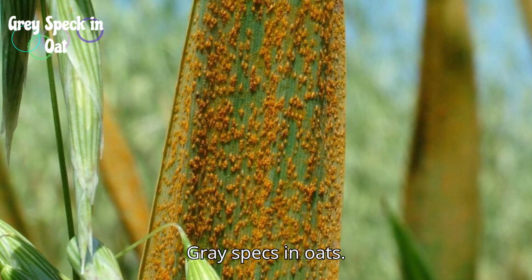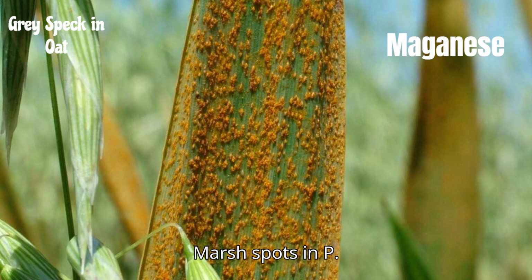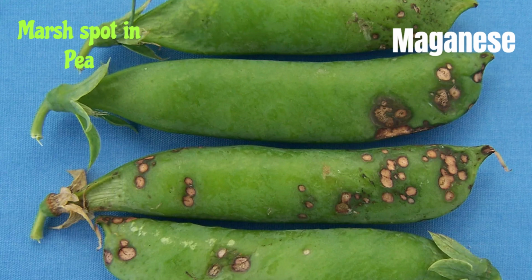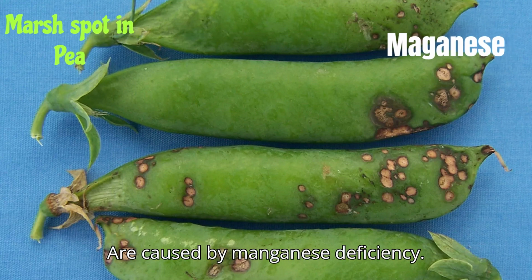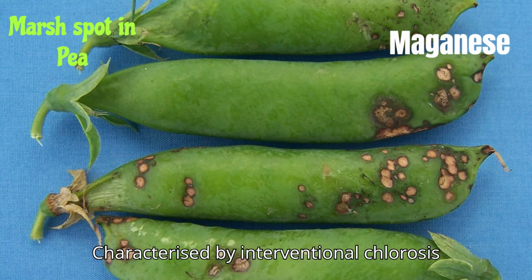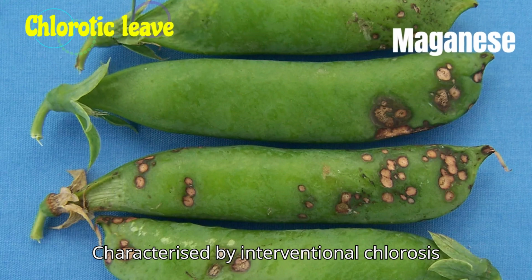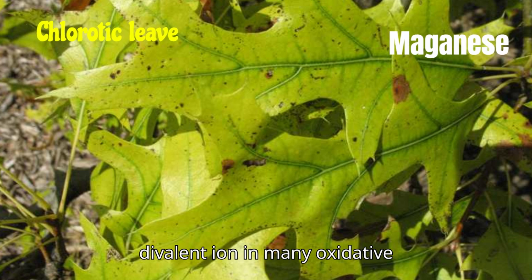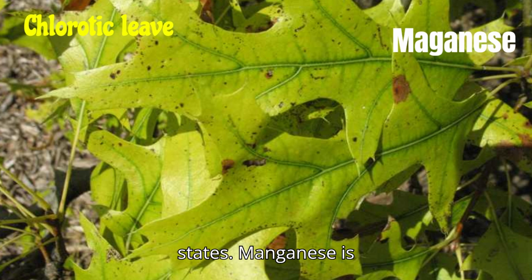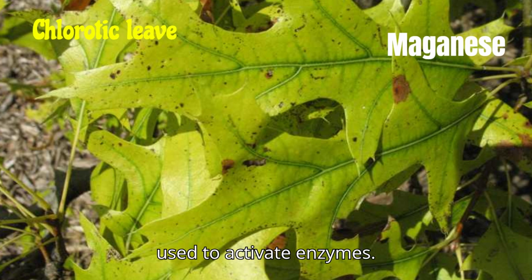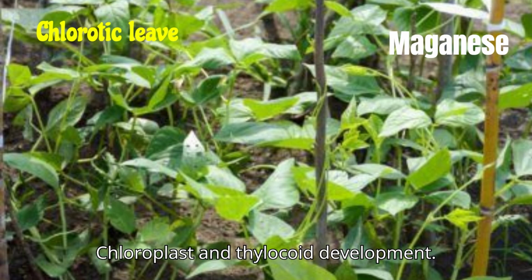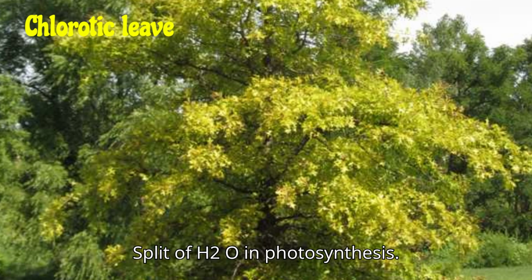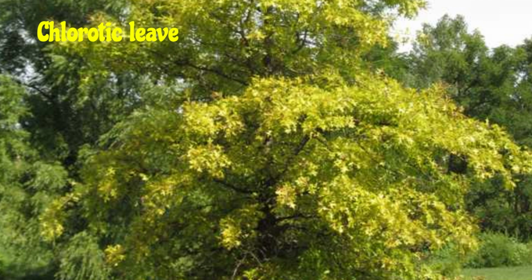Disease: grey specks in oats, marsh spots in pea, speckled yellow in sugar beets are caused by manganese deficiency. Characterized by interveinal chlorosis of young leaves, it exists as a divalent ion in many oxidative states. Manganese is used to activate enzymes, chloroplast and thylakoid development, and the split of H2O in photosynthesis.